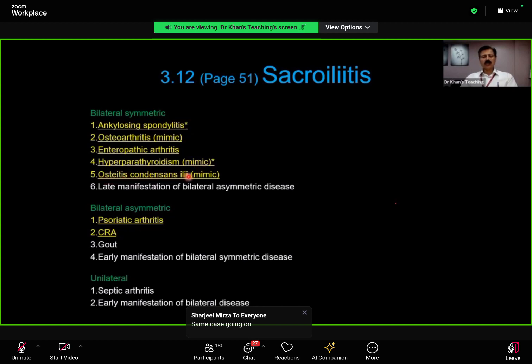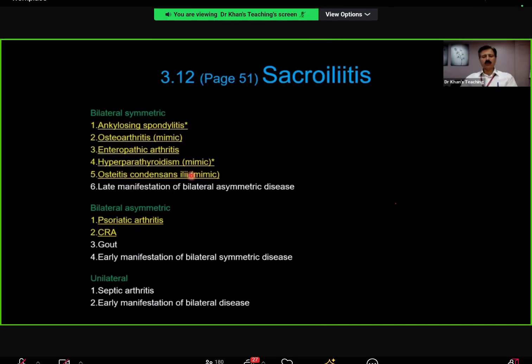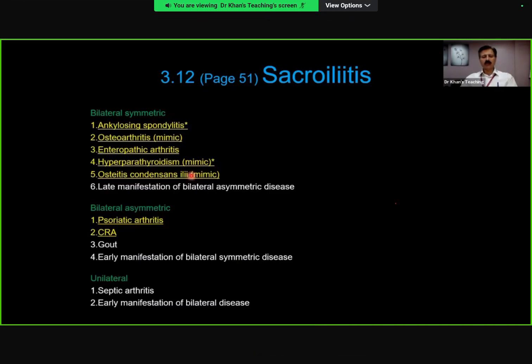Osteitis condensans ilii is very important for your day-to-day reporting. It is not as important in the exam as for your day-to-day reporting, that you should have this concept of what it is. Asymmetrical CRA and PSA, both of these can be considered.